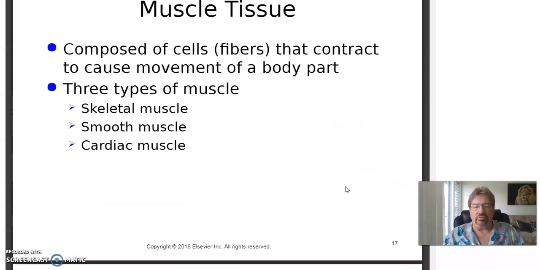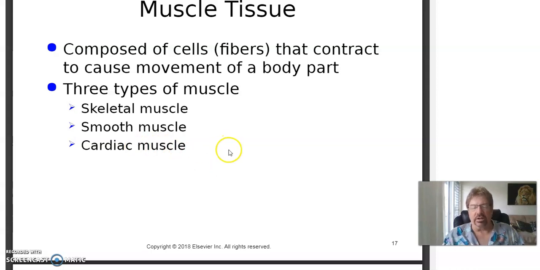Muscle tissue is composed of cells or fibers that contract to cause movement of a body part. There are three kinds of muscle in the body. Skeletal muscle, the one we're most familiar with. Smooth muscle, which lines organs, our larger blood vessels, and parts of our respiratory tract or gastrointestinal tract and so forth. And then cardiac muscle. The heart is a muscle all of its own. It's unique. Cardiac muscle tissue is only found in the heart.